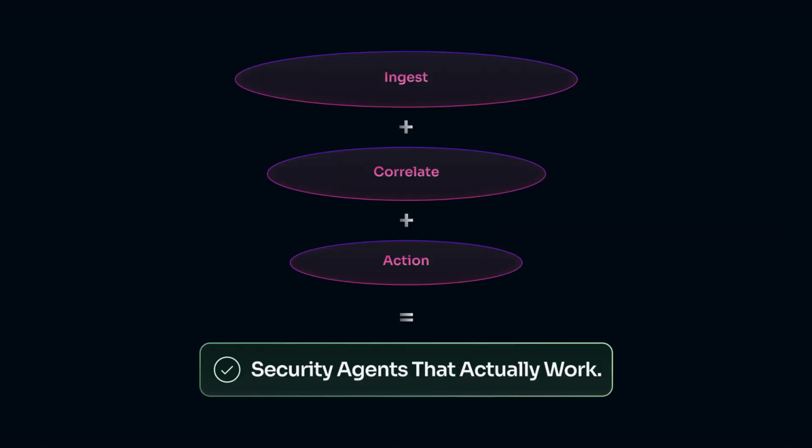So ingestion gives you the normalized view of reality. The correlation turns that into understanding, and the actions apply that understanding safely. And all of that put together is exactly what it takes to build a product security agent that actually works.